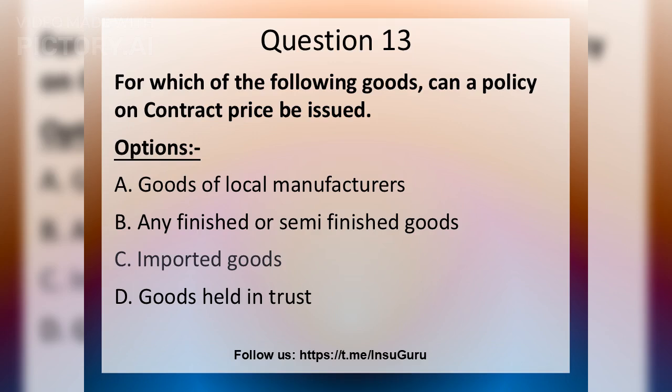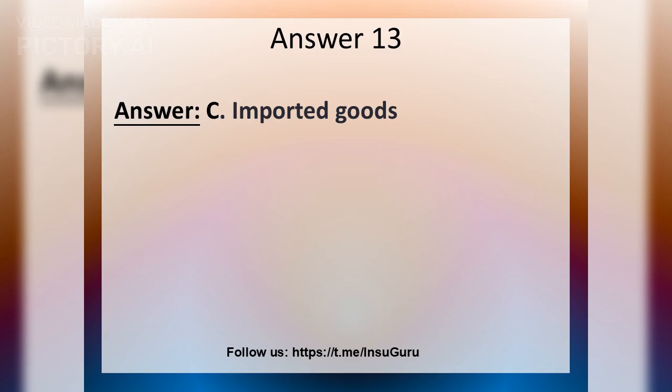For which of the following goods can a policy on contract price be issued? Options are A. Goods of local manufacturers. B. Any finished or semi-finished goods. C. Imported goods. D. Goods held in trust. Answer is option C, as imported goods are eligible for a policy on contract price.